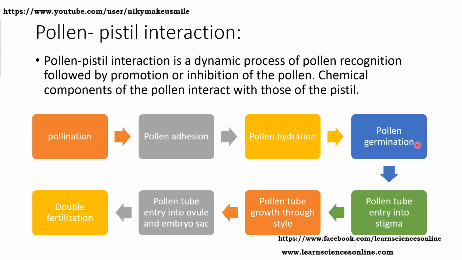Once they hydrate themselves, they start germinating. So what is germination? Starting of the pollen tube. The pollen tube starts coming out of the pollen grain. This process is known as pollen germination. Once the pollen tube starts forming, that pollen tube will enter into the stigma. Okay. Then the next step, that pollen tube will grow throughout the style.